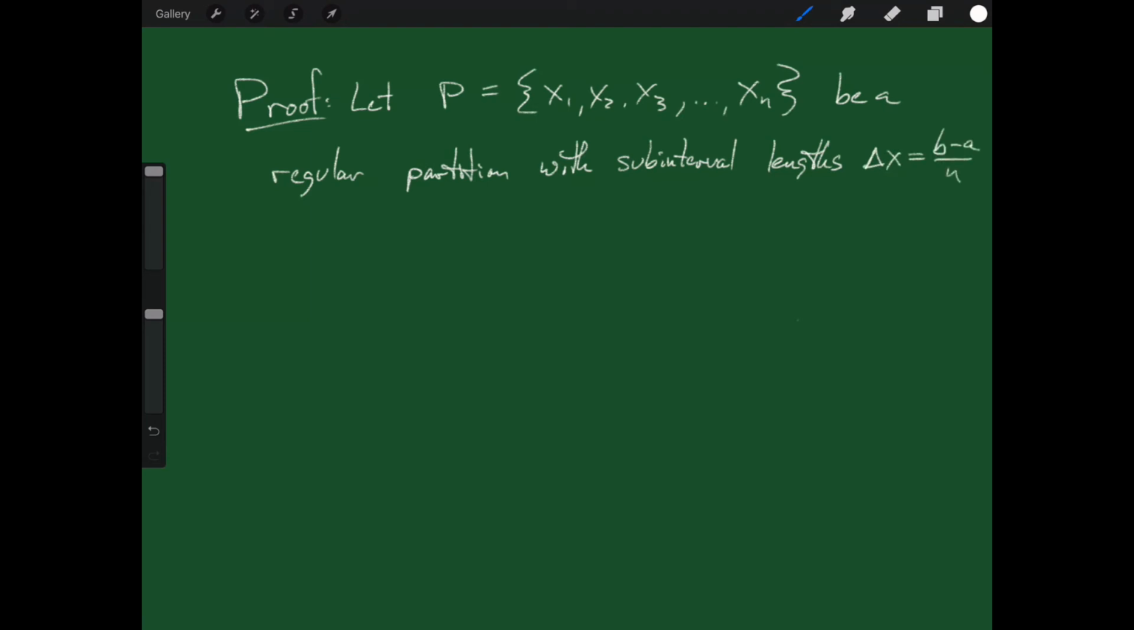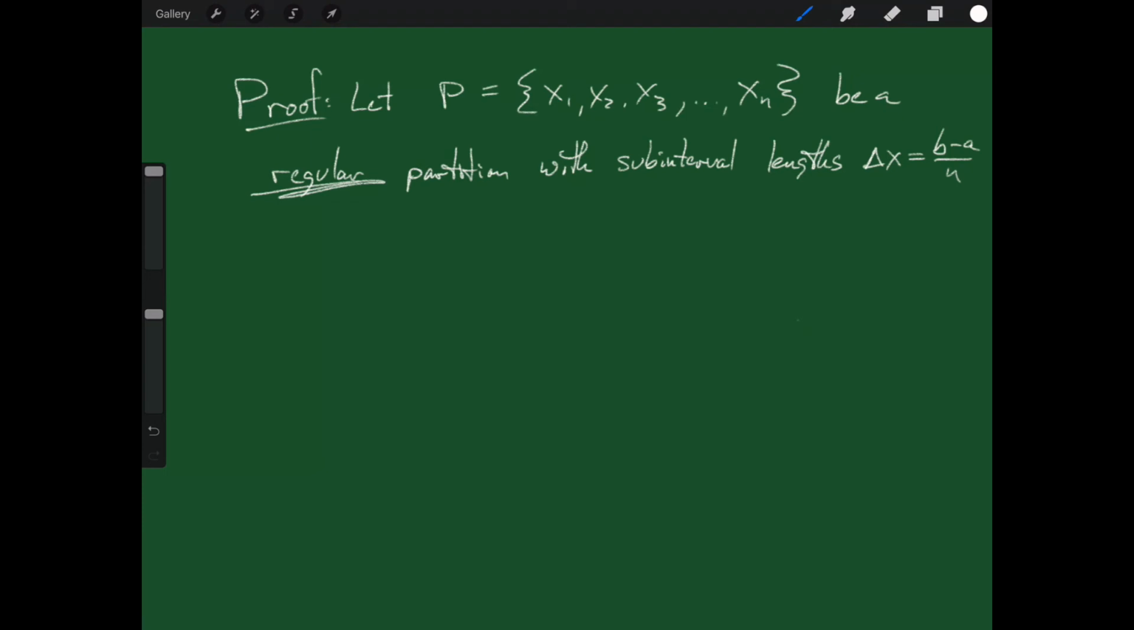What I mean by a regular partition is that all of the lengths of the intervals are the same. Any Riemann sum will do, so I might as well take one that is nice. So I'm going to make sure that all of the partition lengths are the same. Okay? So all the lengths are b minus a over n, and we're just going to call that delta x.